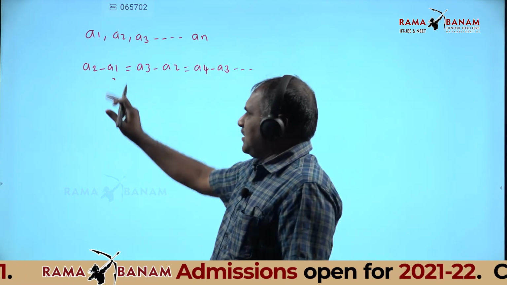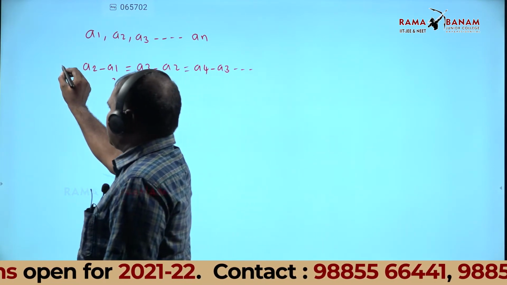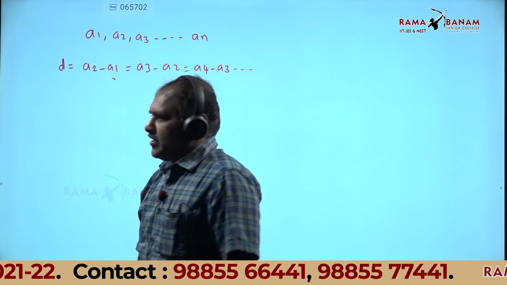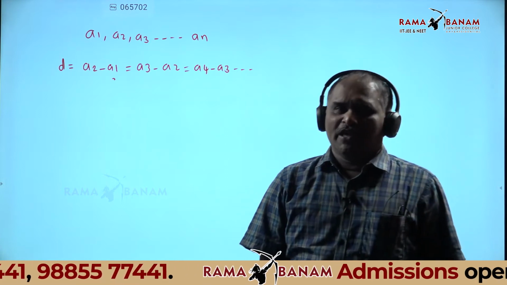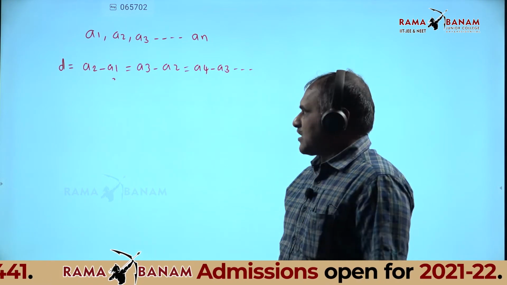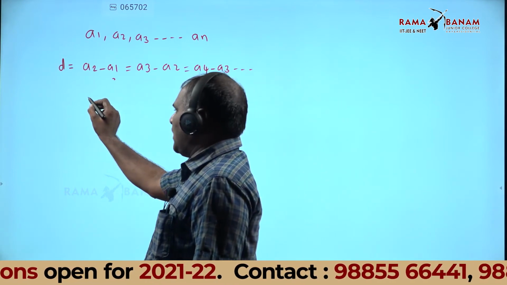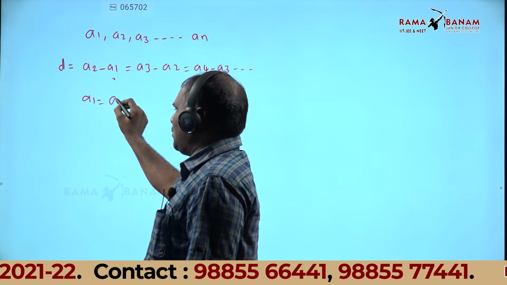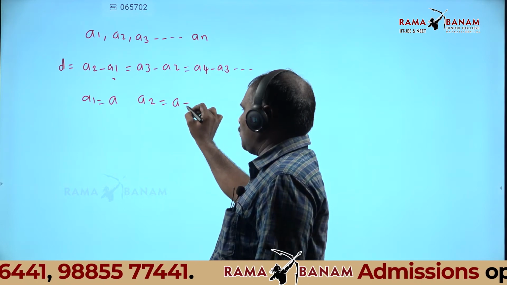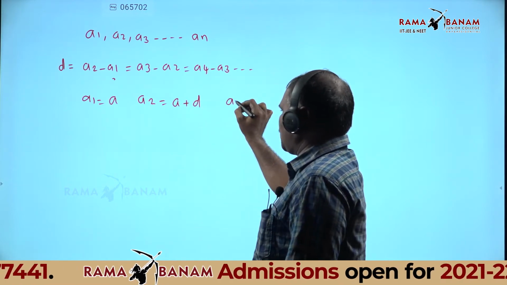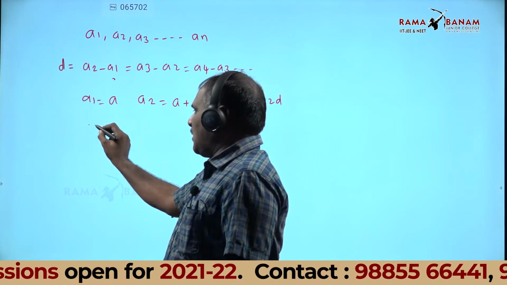That difference is called the common difference. It is denoted as D. D is equal to A2 minus A1, A3 minus A2, etc. Generally, the first term is denoted as A, so A1 is equal to A. From this, A2 is equal to A plus D, A3 is equal to A plus 2D, etc.